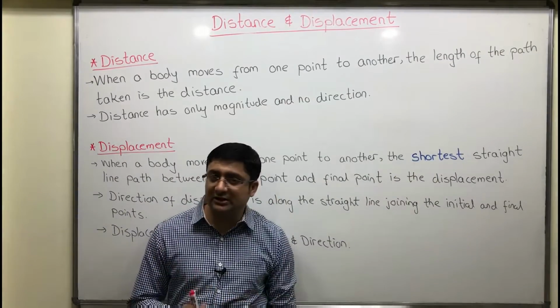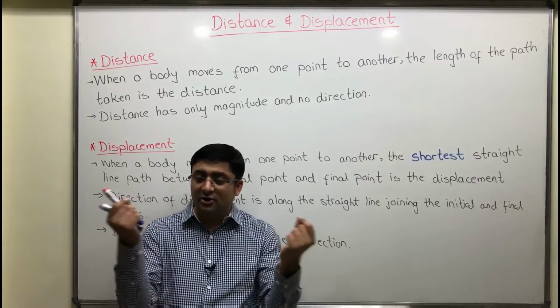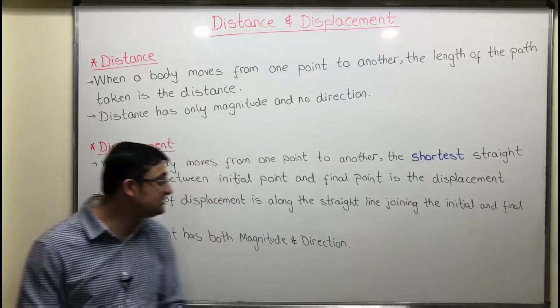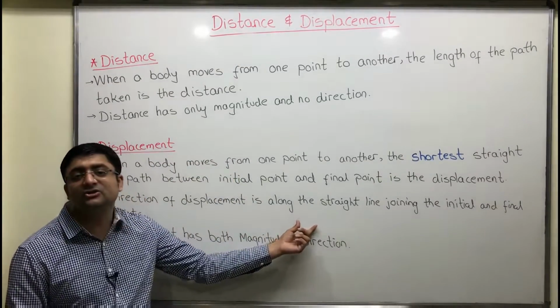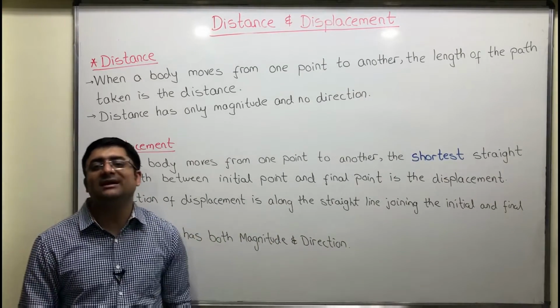So whenever we're calculating displacement, we'll basically identify the initial point and the final point, join them by a straight line. Whatever is the length of the straight line, that is the displacement. Now, what is the direction of displacement? It is along the straight line joining initial and final point. Therefore, we say displacement has both magnitude and direction.